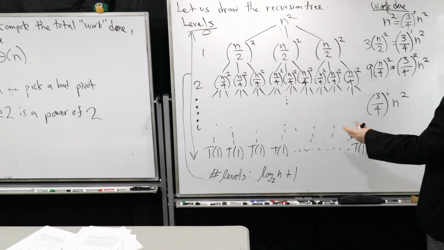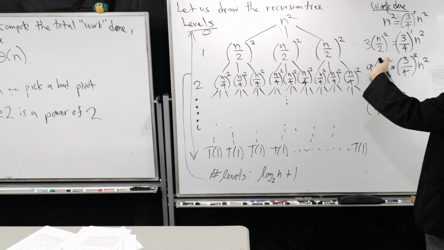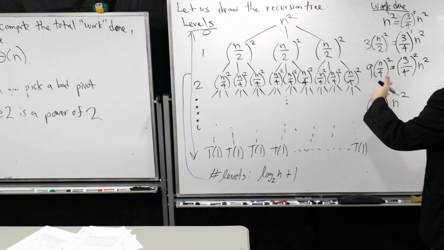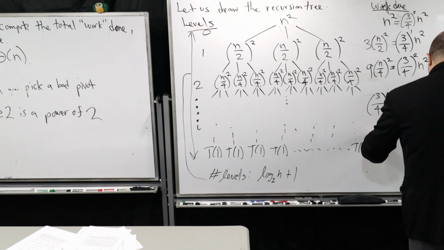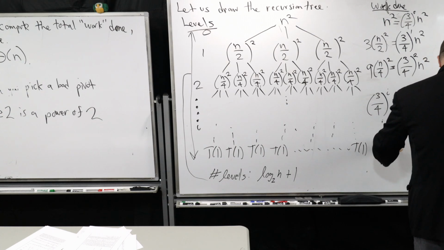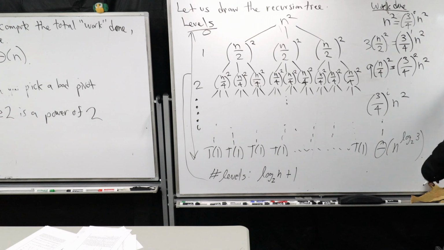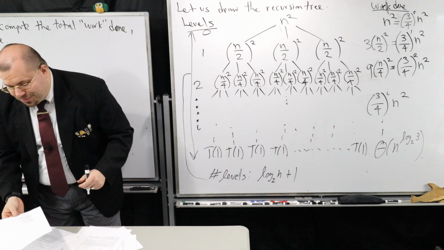So the question is, how far down could this go? Well, I can think of it as how many times it's going to take me to get down to eventually T of 1. One way I can write this out is that the number of leaves at the bottom here is going to end up being big theta of n to the power of log base 2 of 3. This comes from the definition of a logarithm. So you might ask, okay, so what do we do with this?